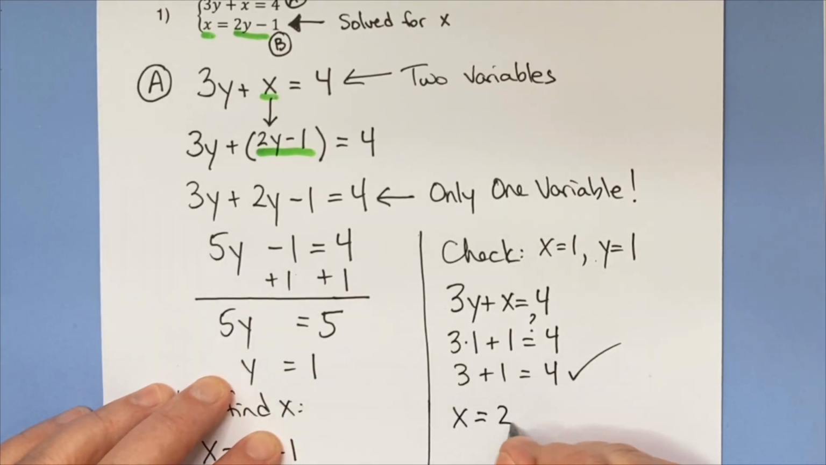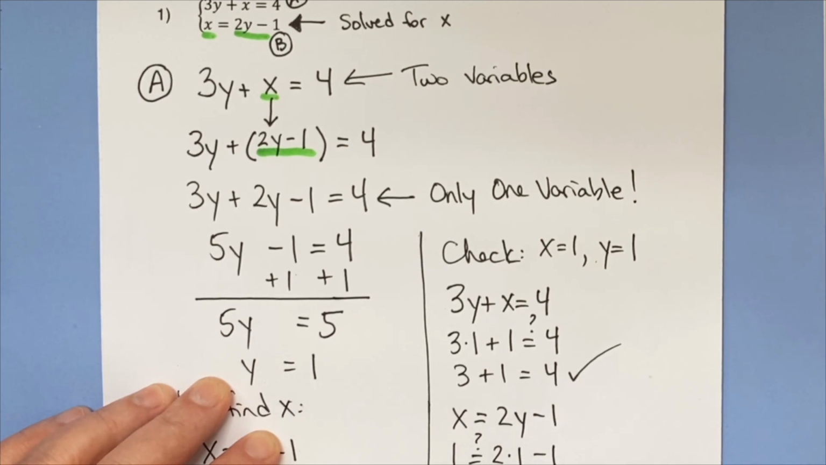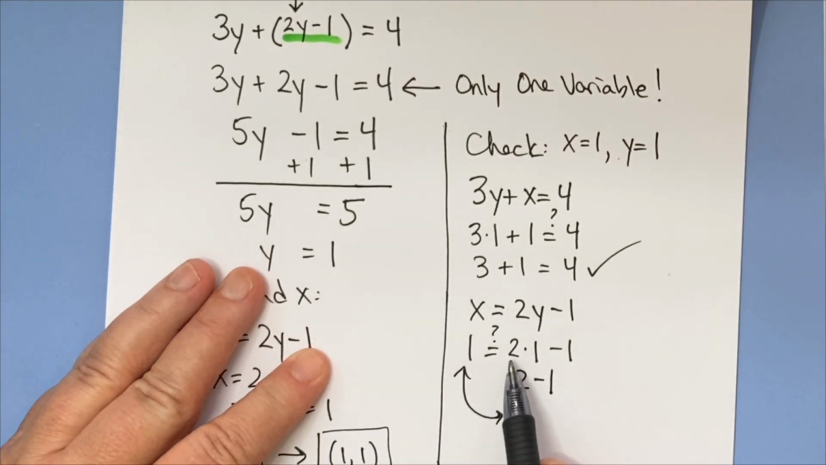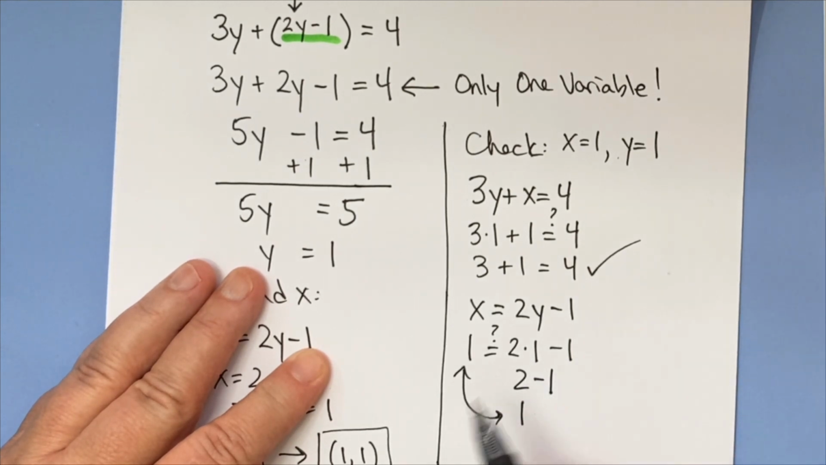x equals 2y minus 1. So that's 1 equals question mark 2 times 1 minus 1. That's 2 minus 1. That's 1. Yep. Oops, you can't see where I'm writing. Sorry about that. 1 equals 2 times 1 minus 1. Is that true? That's 2 minus 1. That's 1. Yes! It checked.